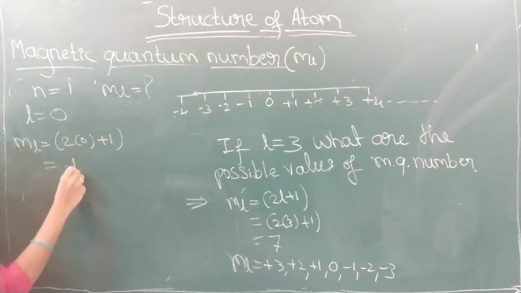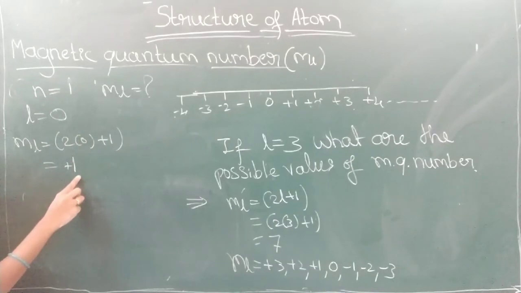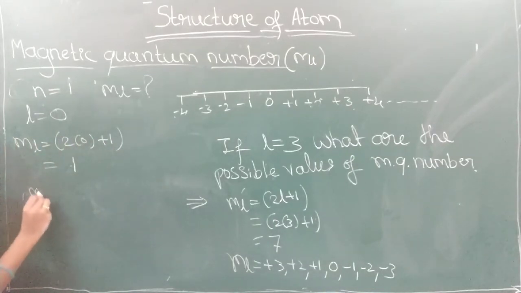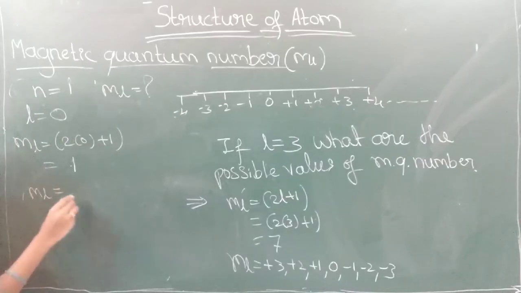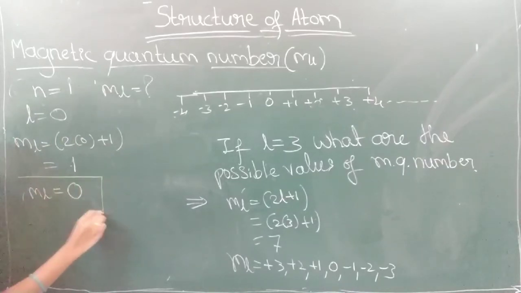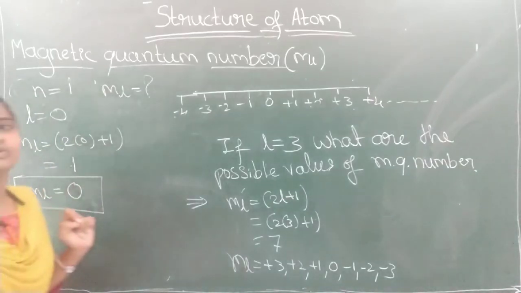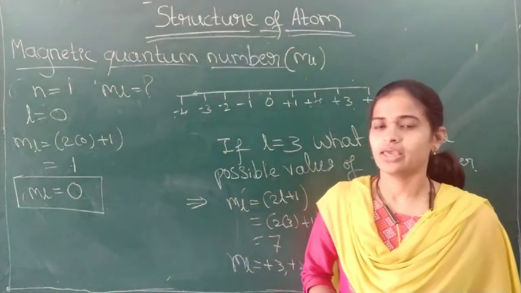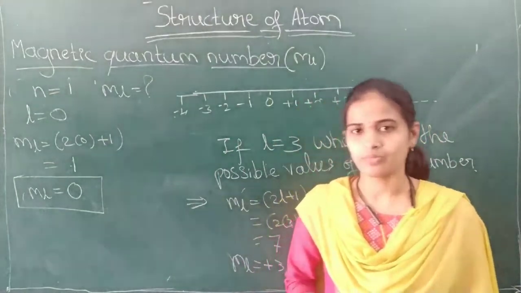See, if you write only this much, this is wrong. That one value, what is that you have to write? Therefore, ml has one value, that is 0. Hope you have no confusion in this. Yes or no? This is regarding magnetic quantum number.